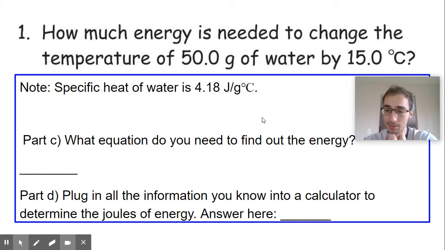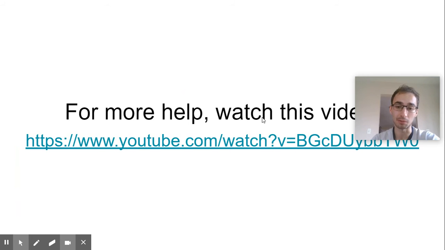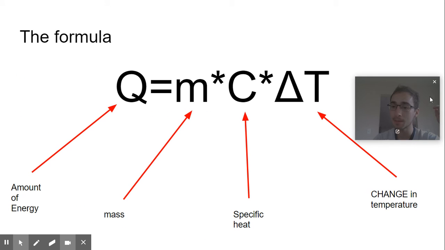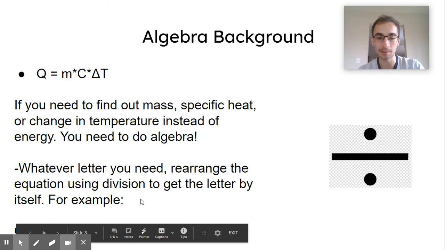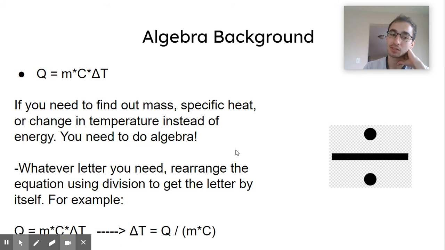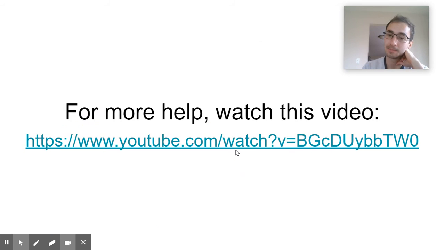Part C is basically what equation are you using to find out the energy? And that's the equation we've been using for a while, Q equals MCAT. Not every problem will this be the answer. Sometimes you have to rearrange the formula, like I did here in the bottom. But usually, you're just going to be using the Q equals MCAT equation. Just sometimes you have to rearrange it a bit.